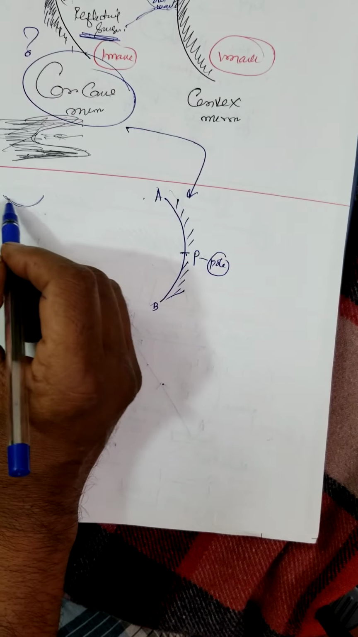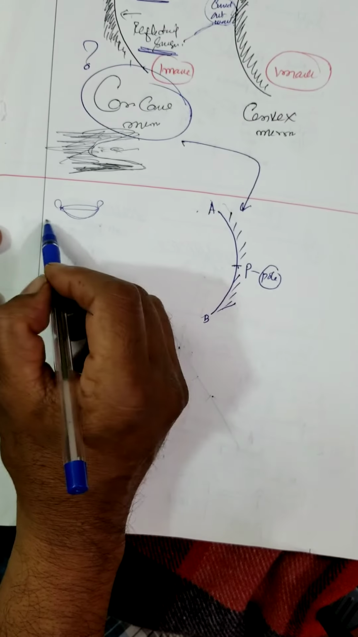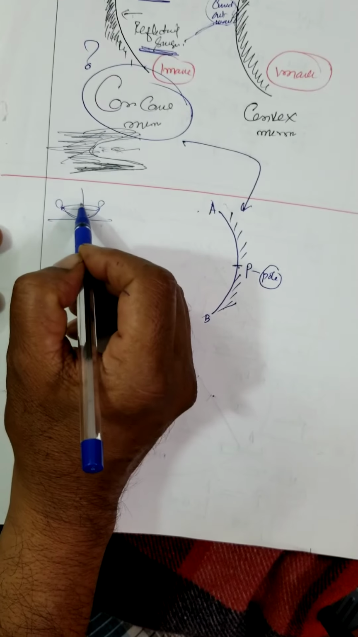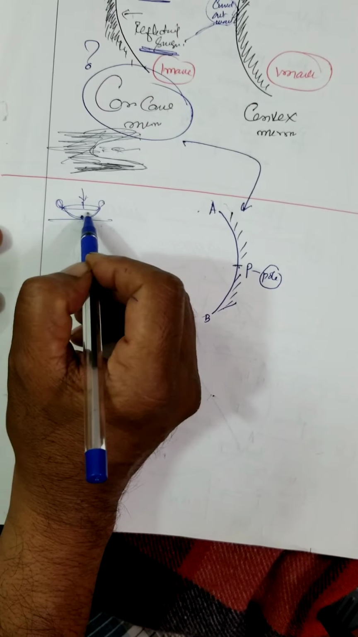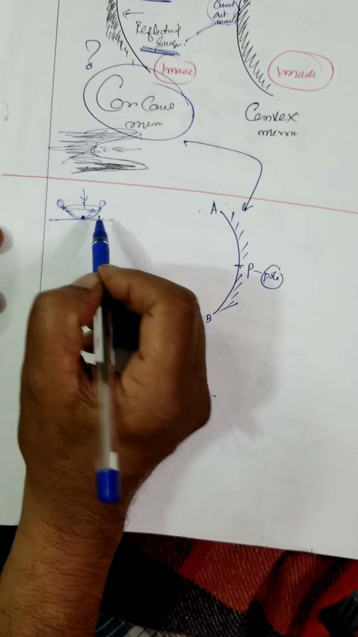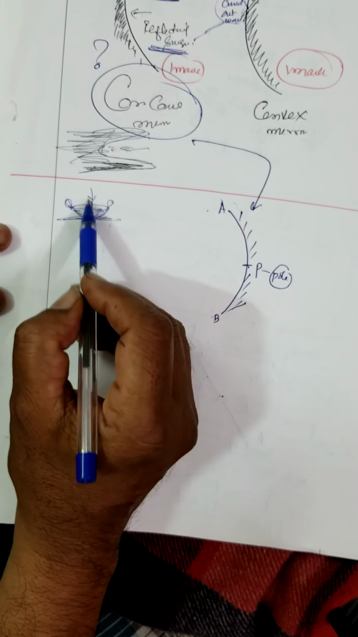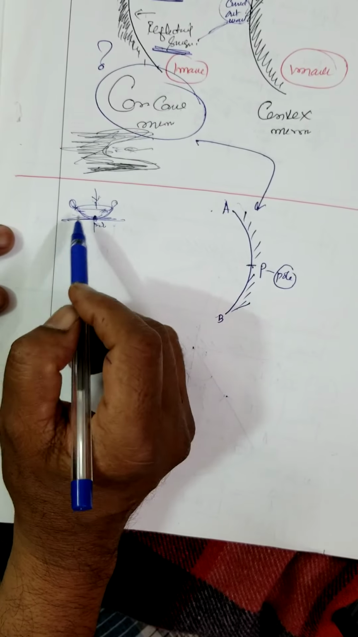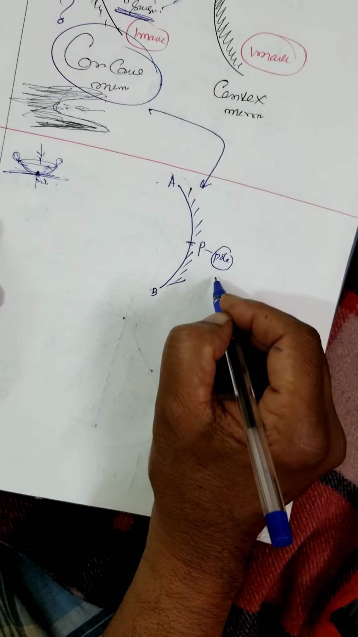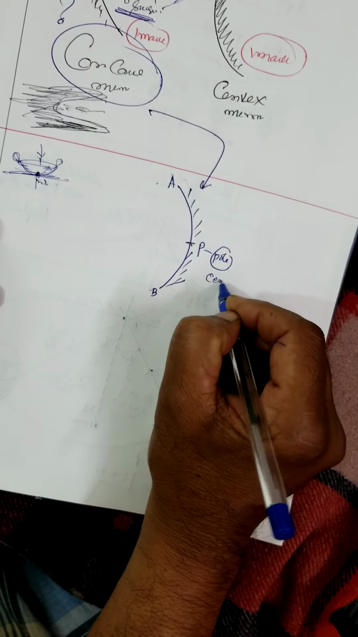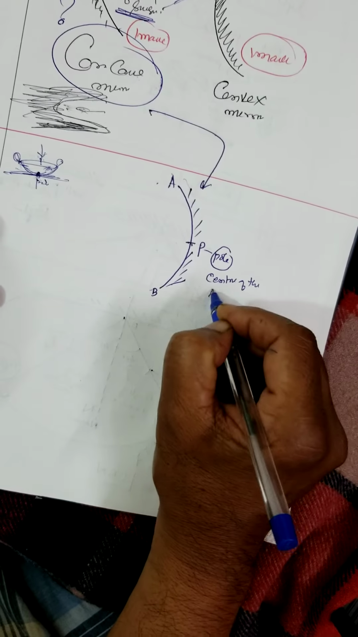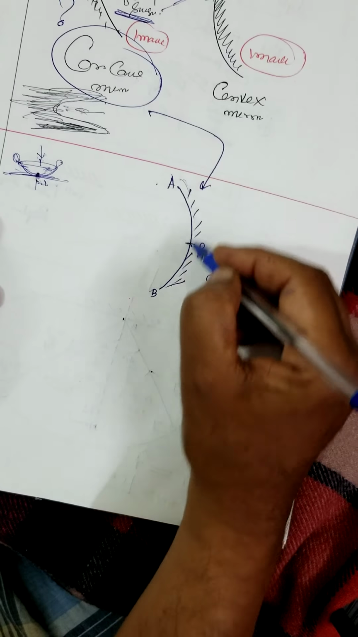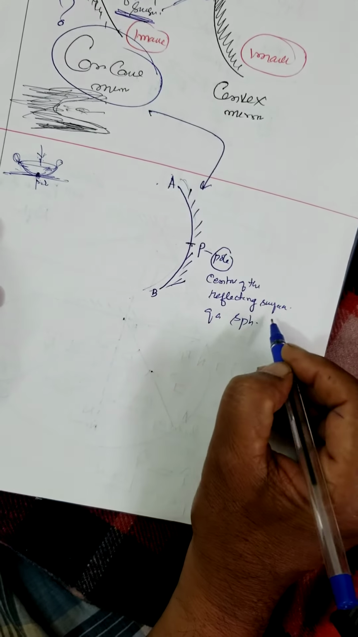This is the spherical surface, no? See, suppose you take a container of this type. If you put a drop of water, it will stay here only, right? This is a concave surface. You put a drop of oil or something, the oil will stay at the pole. Pole is the center of the spherical surface. Therefore, the pole is the center of the reflecting surface of a spherical mirror.